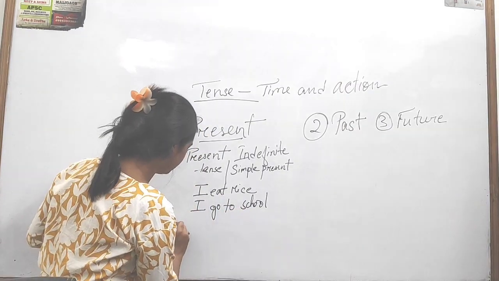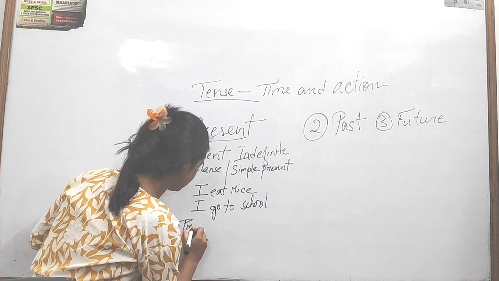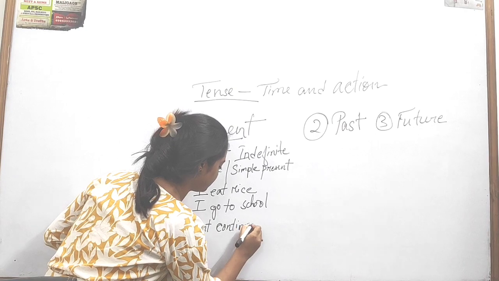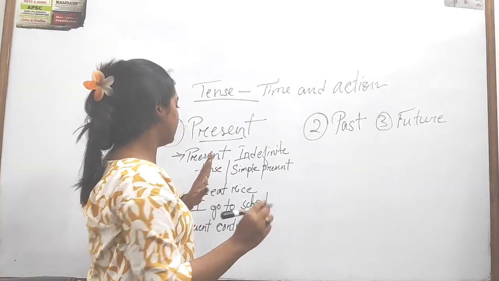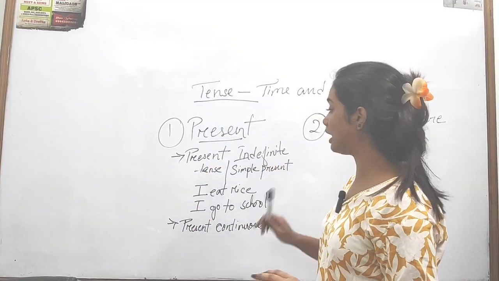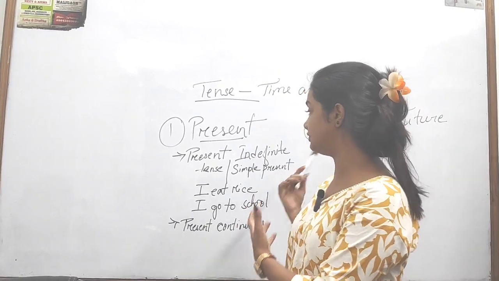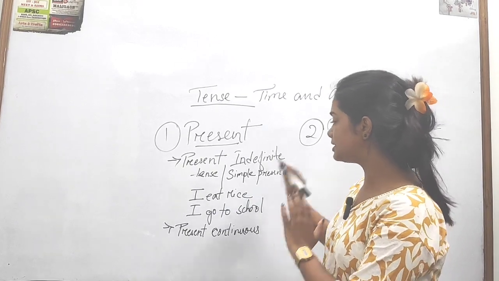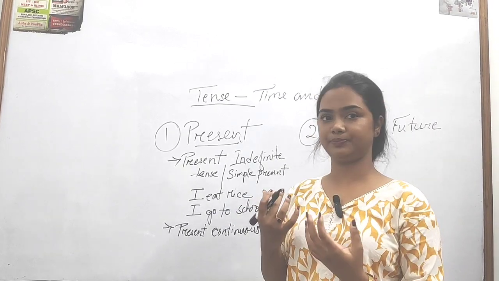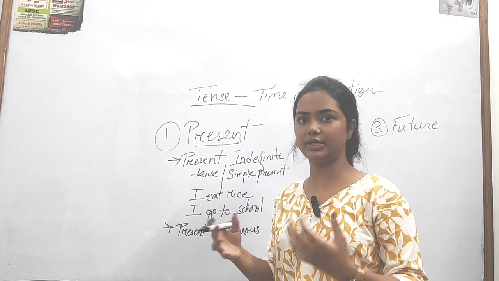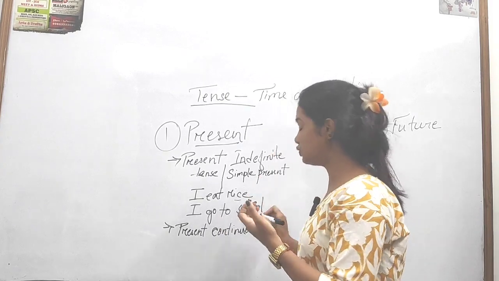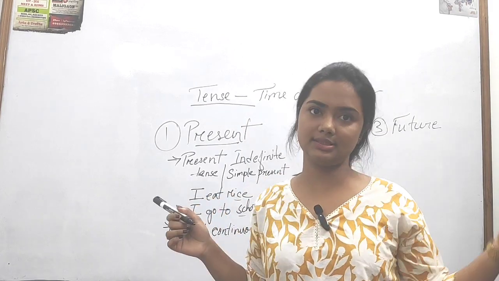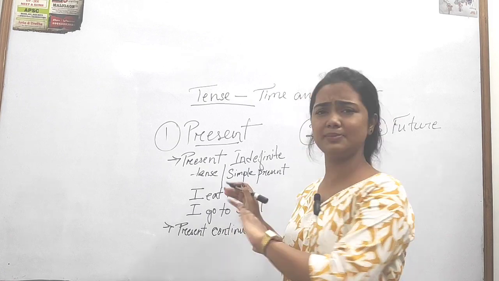Now the next is your present continuous tense. Let me clear one thing: how to know if this is a present indefinite tense or a present continuous tense. The trick is, simple present tense will always be about a habit, a ritual or an everyday thing, like I eat rice, I go to school, or any universal truth like the sun rises in the east. These are all simple present tense.